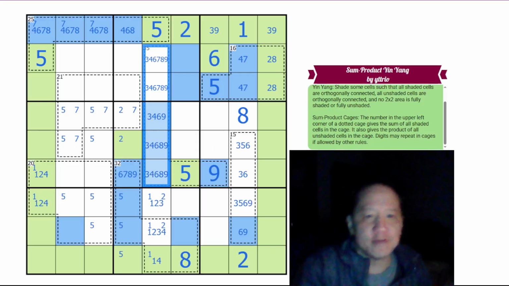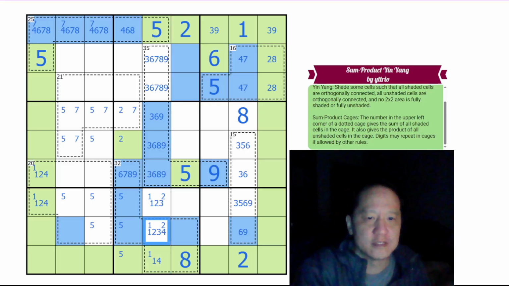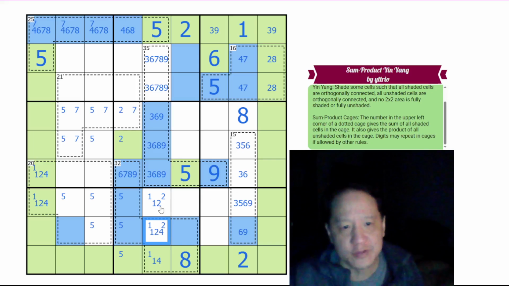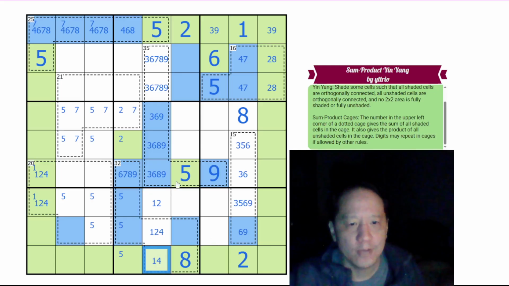So this cannot be 4. This must be 3, 6, 8, 9, which eliminates 3 in the rest of the column, sorry. So this has to be a 1, 2, 4 triplet. 9 eliminates 9 here.